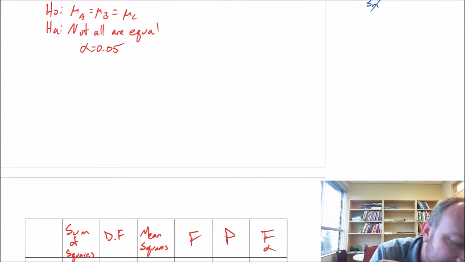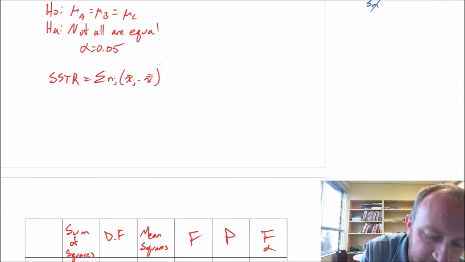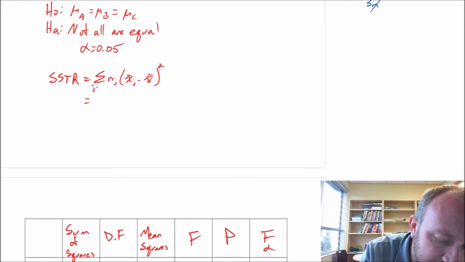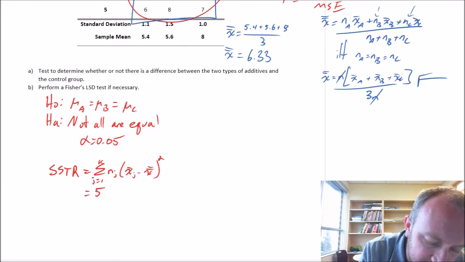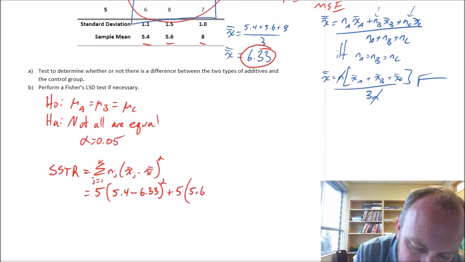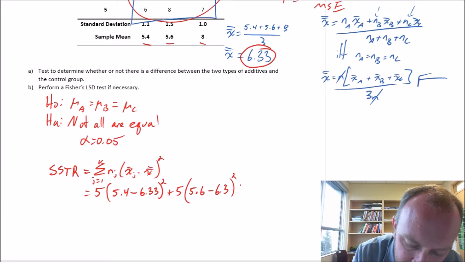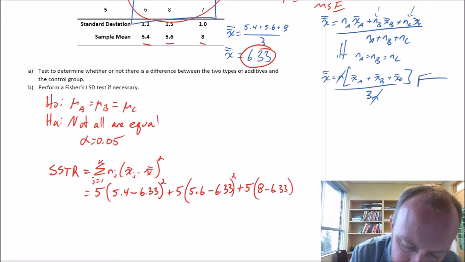So we need SSTR. I'll rewrite the formula. This is n_j times x bar j minus the grand mean, squared, and we add across all treatments. So in each of our cases, our treatment sizes are the same. So that's just going to be 5 times, and now I'm going to be working with these 3 sample means. So 5.4 minus always that same grand mean squared, plus this one now is 5.6 minus 6.3 squared, plus 5 times 8 minus 6.3 squared.